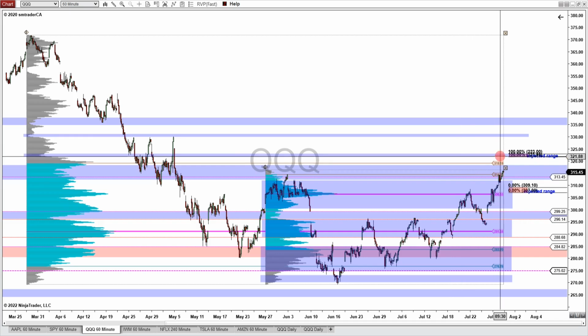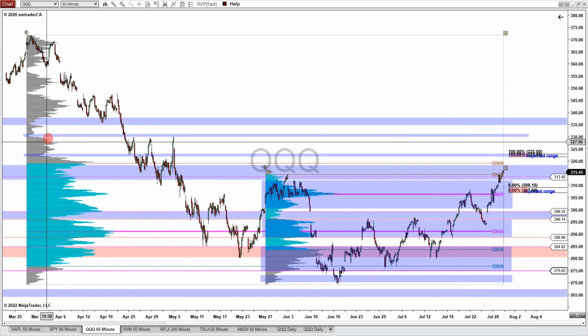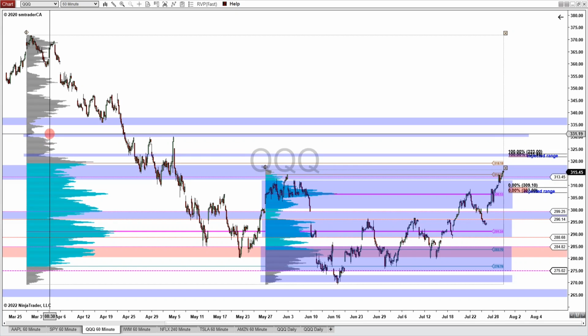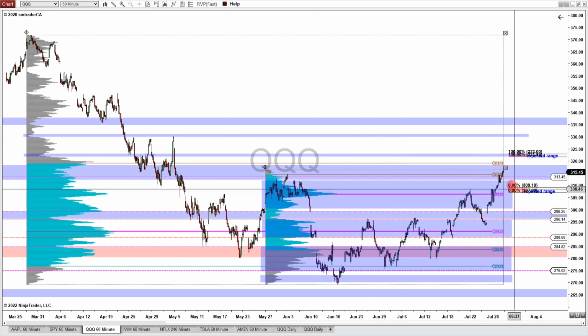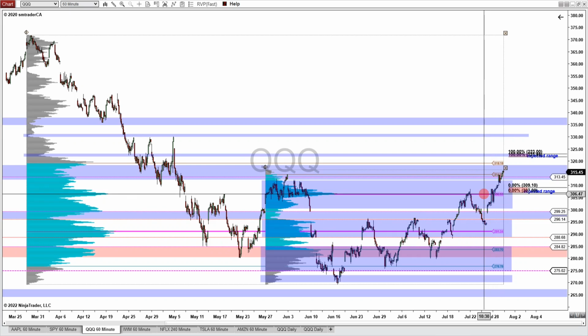Above it is the upper range of the weekly expected move between 323 and 322, which is also in confluence with a low volume node. And above this low volume node, there's another low volume node near 330. And below the potential resistance zone, there is the lower range of the weekly expected move between 309 and 307, also near a high volume node and a microcomposite point of control.